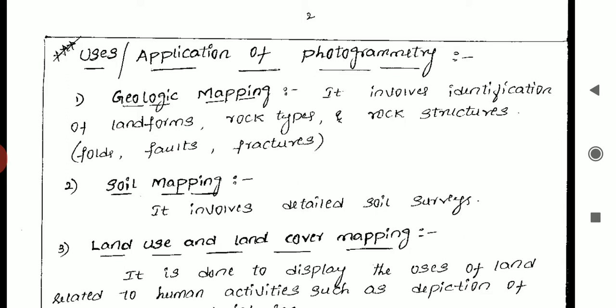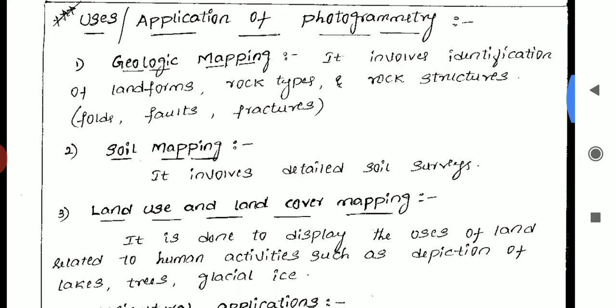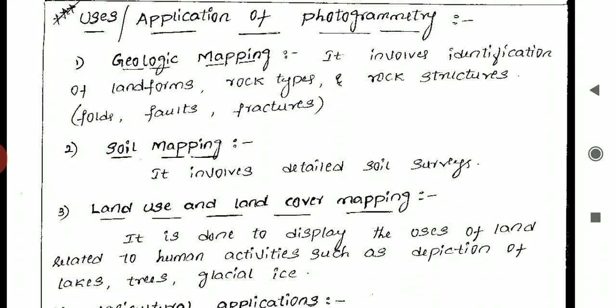In these cases photogrammetry is used in geological mapping, and also in soil mapping. Every time there is no necessity to visit the site. If you have images of that site, by using those images we can decide which type of soil it is, whether it is red soil or black soil. We can decide it at only one place by using images.